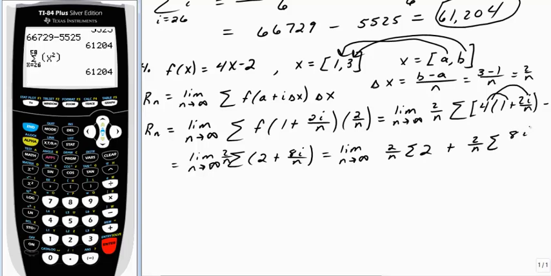n. My next step, I'm going to factor the 8 over n out of this one. I'm going to go ahead and say that the summation of 2's is just 2 times n, because remember, this is the summation from i equals 1 to n, so that means you're going to keep on adding 2 to itself n times as n approaches infinity. R sub n is going to equal the limit as n approaches infinity.